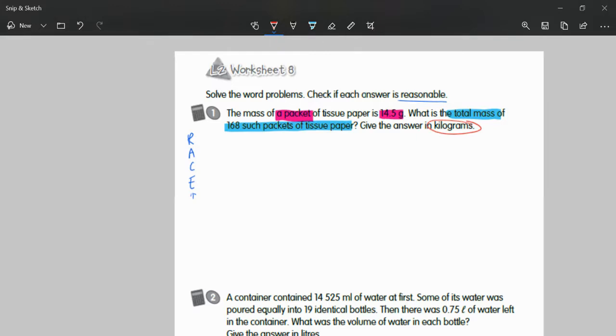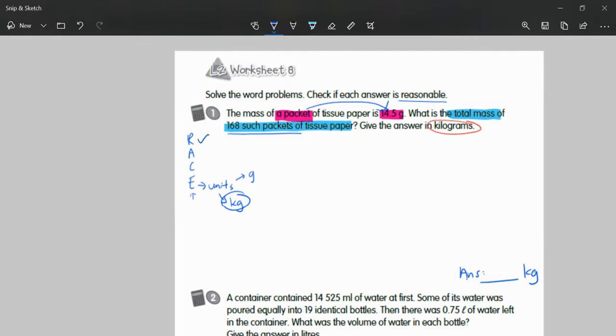Okay, here using my blue pen, one packet, 14.5 grams. Asking for 168 such packets. Answer in kilograms. So here, under evaluation, I write the first thing. What's the units that the question is asking for? There's grams, but the answer is required in kilograms. So I put here first, the answers must be in kilograms. If not in kilograms, you have minus half mark for the wrong units.